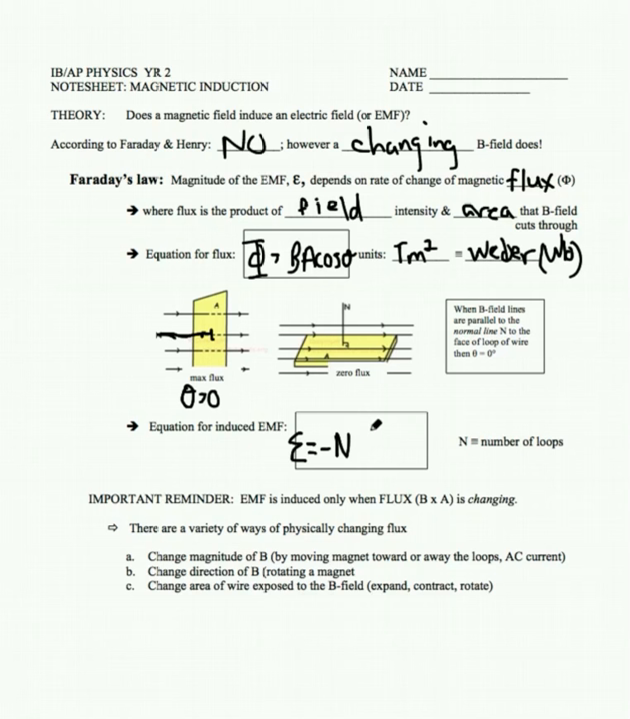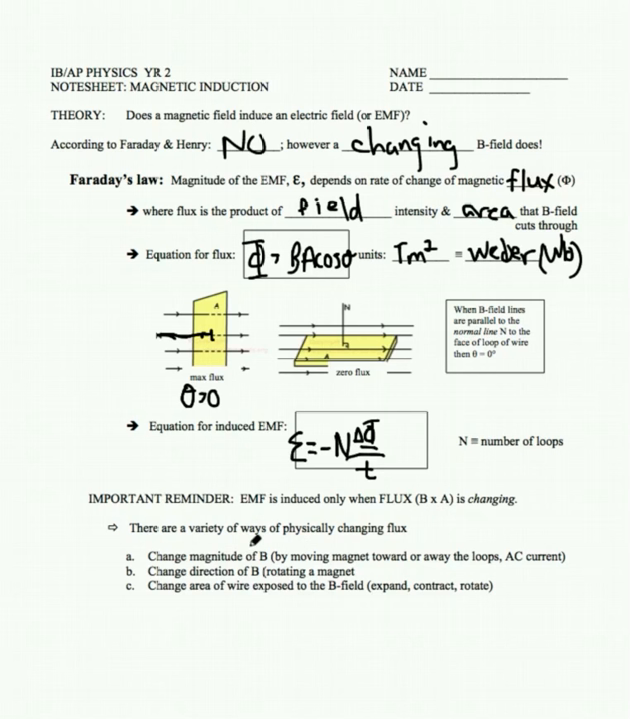And then the most general form of this equation is delta phi, that's an off-looking phi, over t. This is best thought of as the rate of change of flux. The quicker you can change flux, the greater the voltage you can generate. So let's look at how you can change flux before we do some problems.